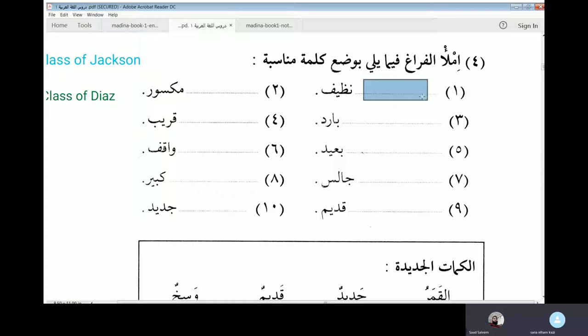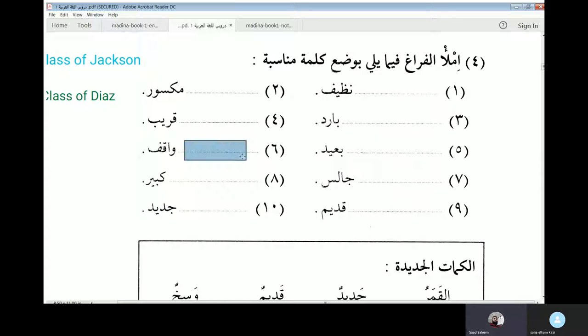Al mindilu nazifun. Al kalamu maksurun. Al-ma'u baridun, al-masjidu qaribun, al-mudarrisu ba'idun. What is the meaning of this sentence? Okay, so for the first one? All others are correct. Al-mudarrisu ba'idun, okay. The teacher is new. Ba'idun means far. Oh, ba'idun, sorry. It's far, right? Yeah, so I can use al-baytu ba'idun. Okay, al-baytu ba'idun, meaning? The house is far. Okay.